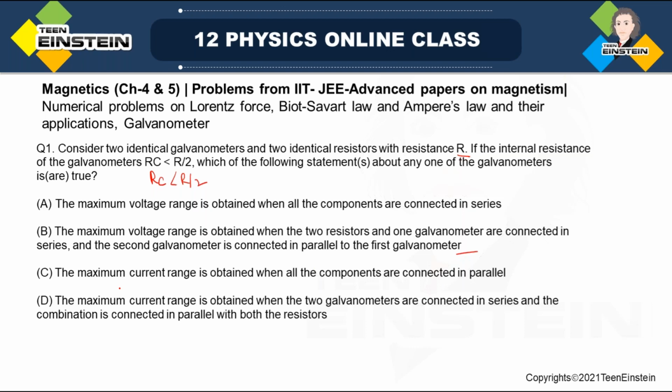And the third option, the maximum current range is obtained when all the components are connected in parallel. The fourth option is the maximum current range is obtained when two galvanometers are connected in series and the combination is connected in parallel with both the resistors. Okay, we'll see one by one. So the first option, the maximum voltage range is obtained when all the components are connected in series.